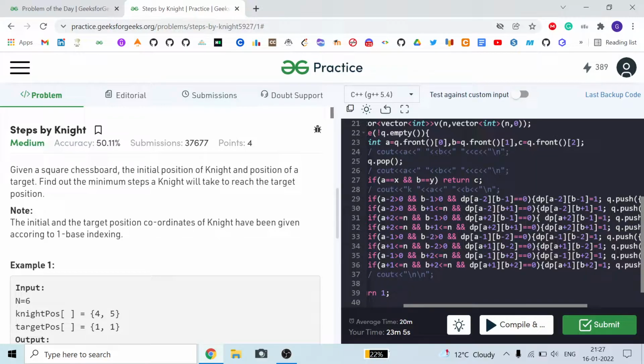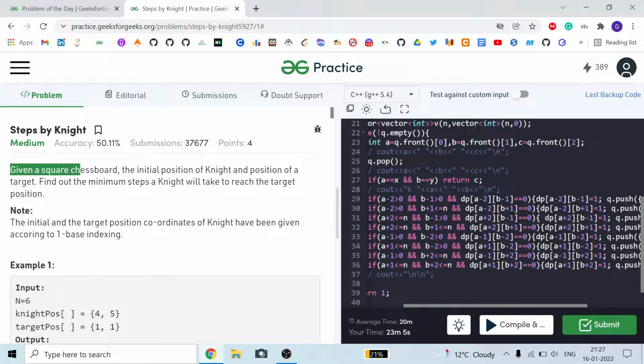And knight means the horse in chess, the piece that plays the role of the horse on the chessboard, which moves two steps in a particular direction, then one step in the 90-degree perpendicular direction to it. Okay, I'm explaining it, or you can Google it if you don't know about it.